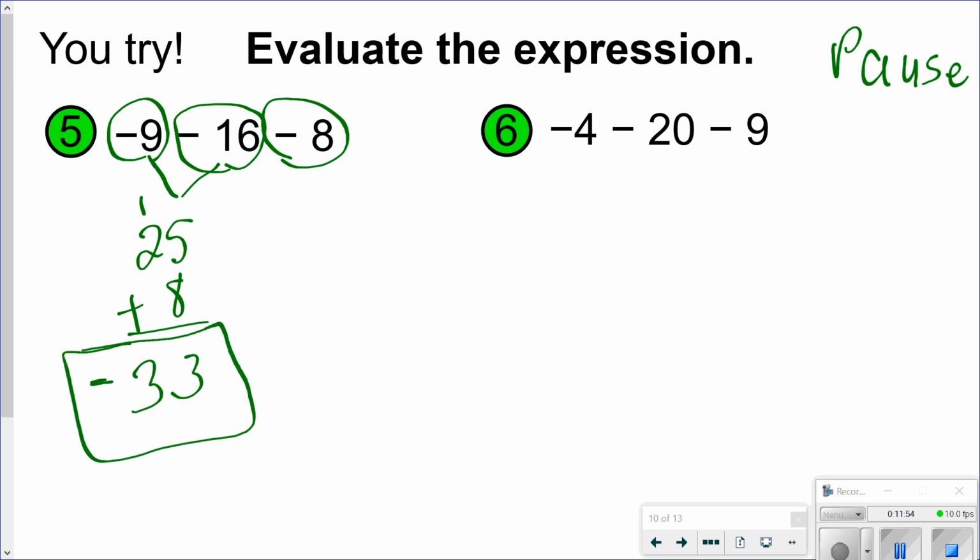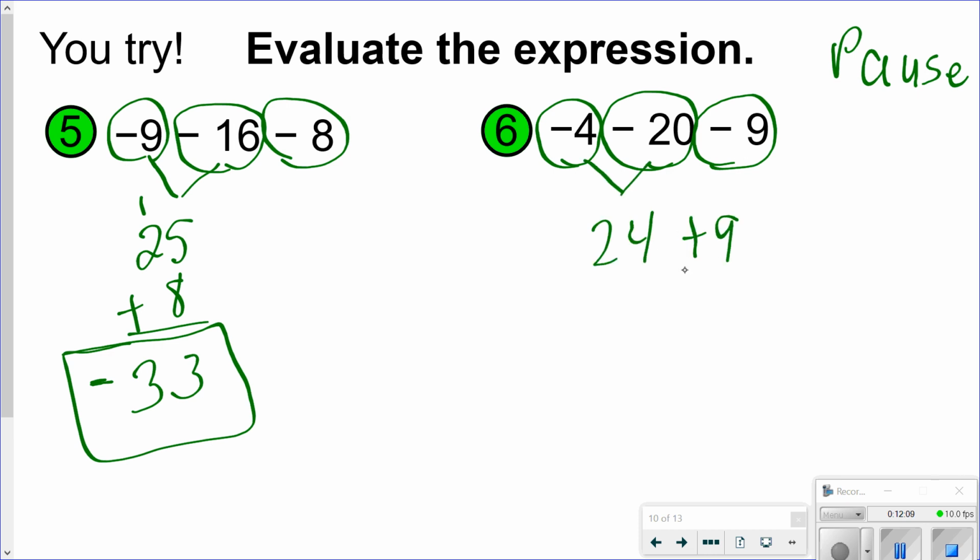Over here, same thing. They're all negative. They all play for team negative. So we have 24 here, plus 9 more. That's going to be 33 again, but we're in the team negative. How did you do? All right, this last one is a word problem.